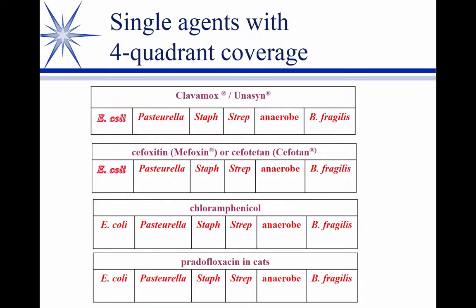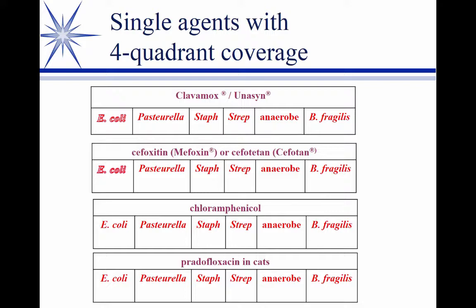So what are some of the common four quadrants that you can use? A lot of people on routine things like wounds particularly, Clavamox is the oral or Unasyn is the injectable. Again, this is amoxicillin, clavulanic acid, or ampicillin, sulbactam, basically the same thing. They're going to get all of these things, including B. fragilis and the anaerobes. Now you notice I've got E. coli kind of in outline form because here's where the probability of susceptibility dips down. Not a lot of our enterics are susceptible. So that's the one drawback.